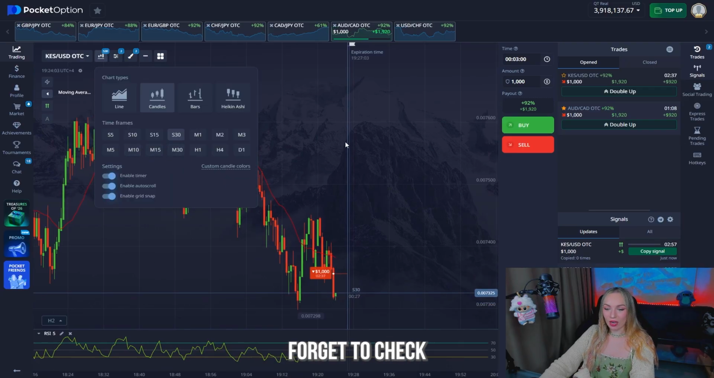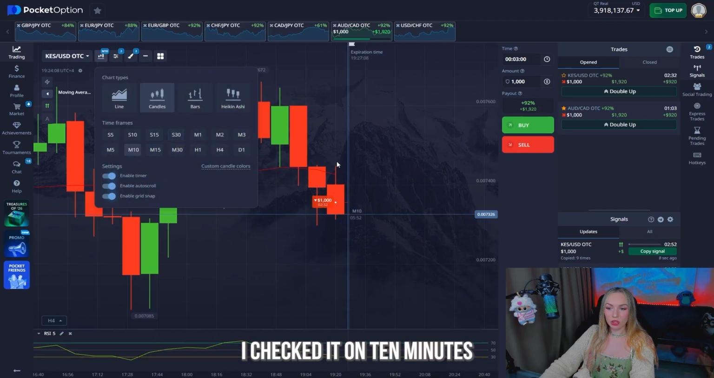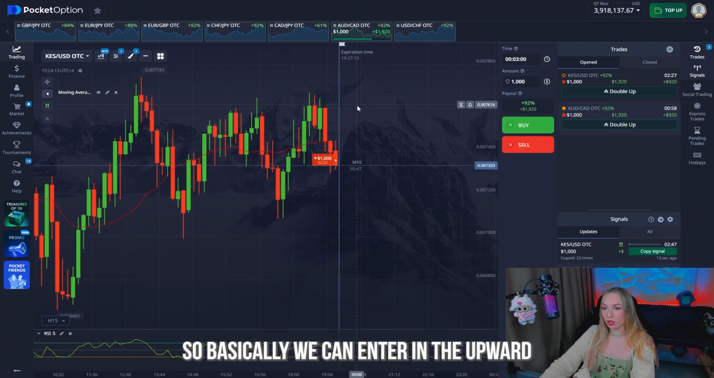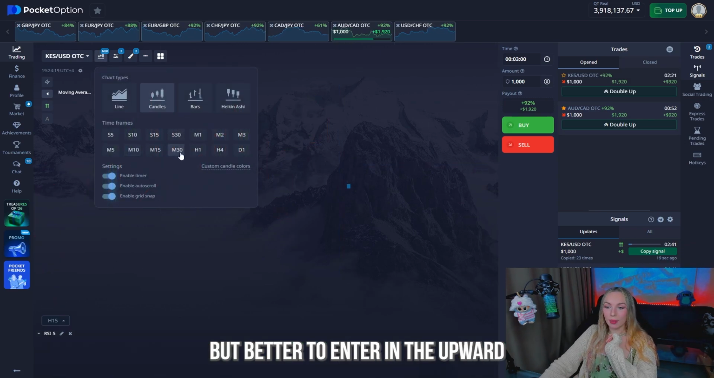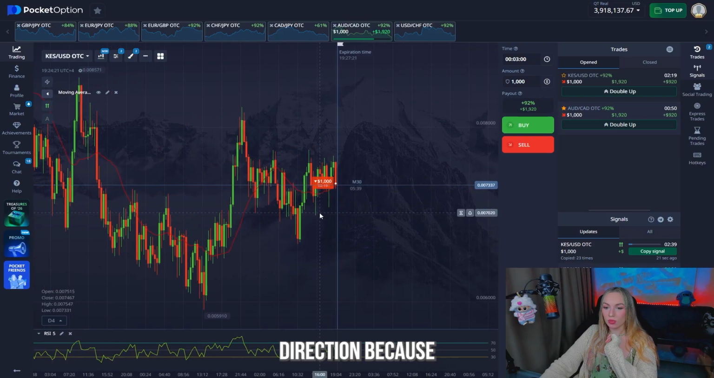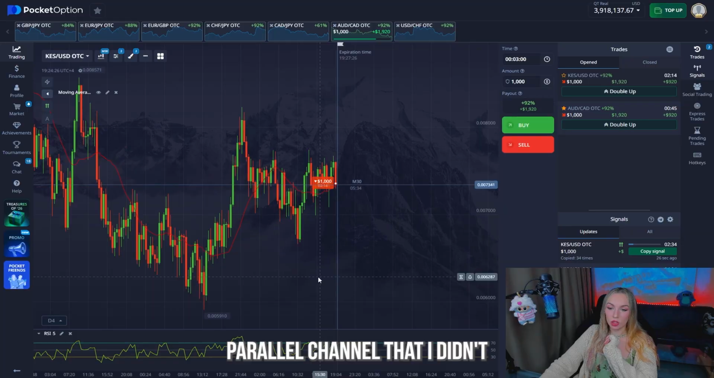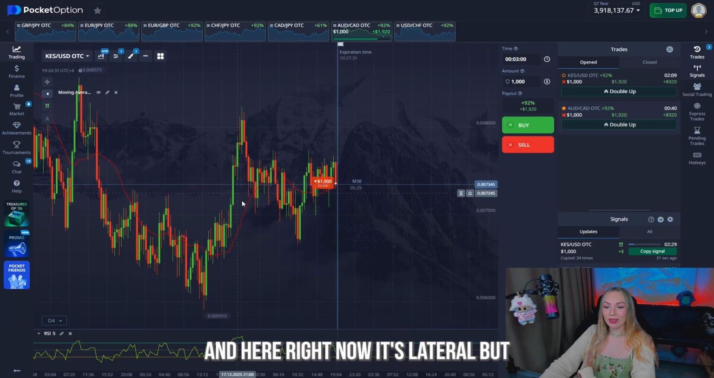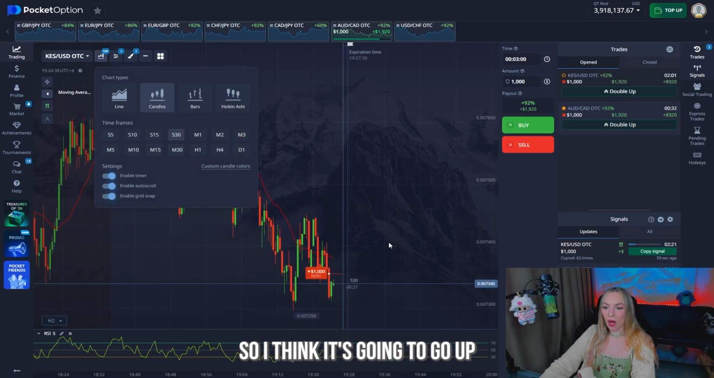Also don't forget to check the chart in the longer period of time. But you know what, I checked it on 10 minutes and it looks lateral here, so basically we can enter in the upward, in the downward direction, it doesn't really matter, but better to enter in the upward direction because as you can see here, it was for a long time in the downward parallel channel that I didn't draw, but maybe in the future I will. And here right now it's lateral, but mostly it's the upward trend, so I think it's gonna go up very soon.